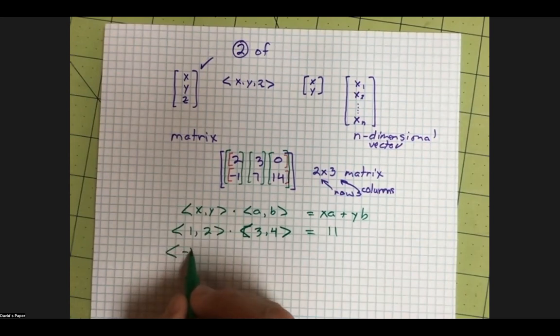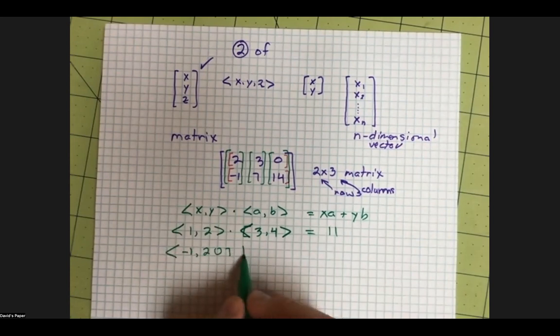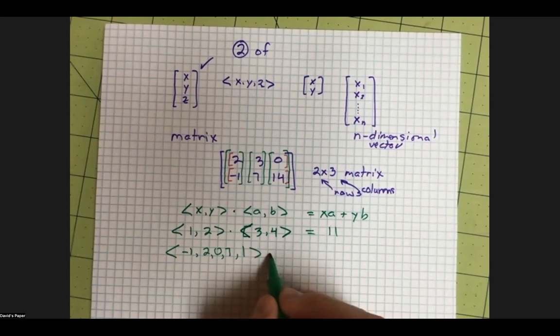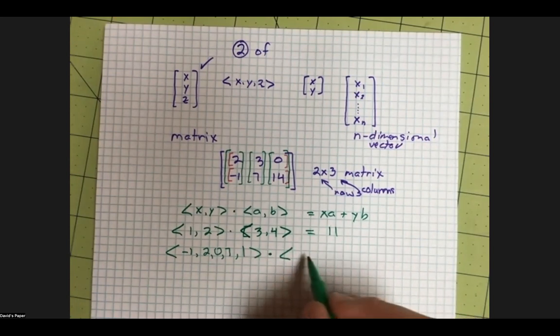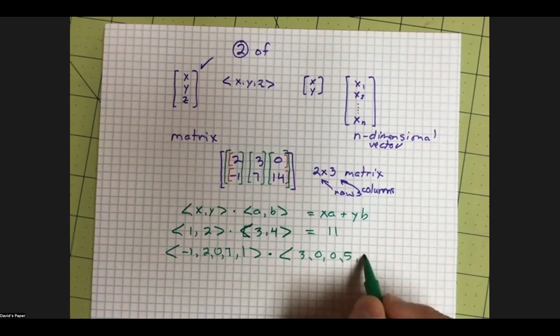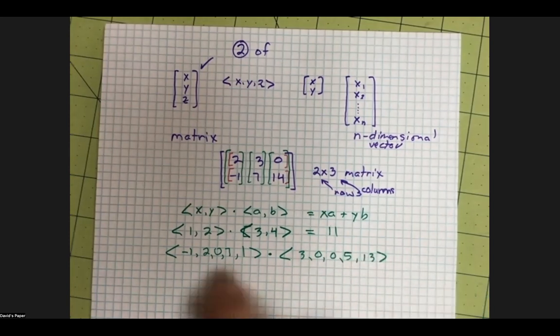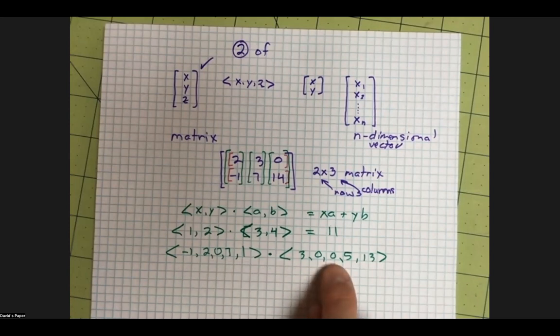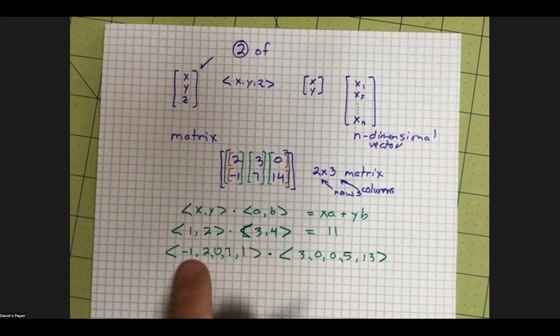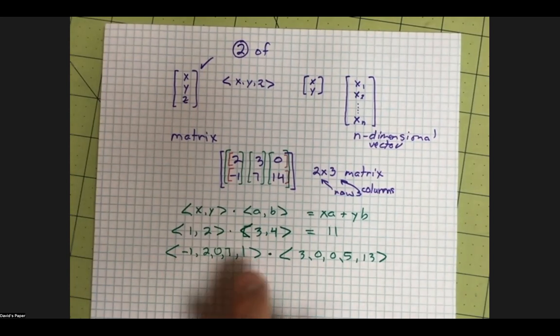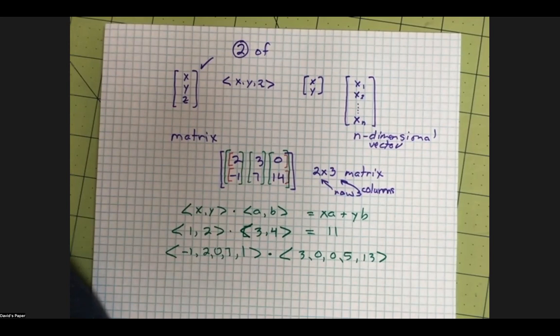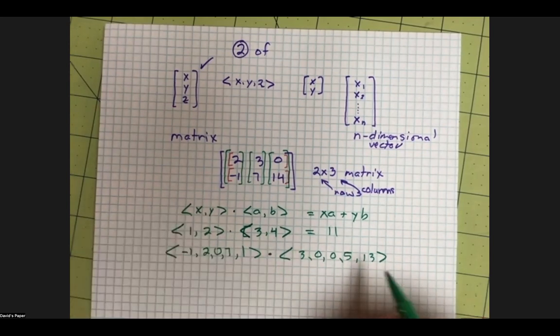But I could say -1, 2, 0, 7, 1. I could have a 5-dimensional vector dotted with a 5-dimensional vector, 3, 0, 0, 5, 13. There's nothing wrong with having any dimension I care to use, as long as they match. Now, it wouldn't make any sense if I taught you how to dot things and then gave you two things that were of different lengths. Well, then you're not really seriously dotting them. You might be able to do other things with them, but you're not dotting them.